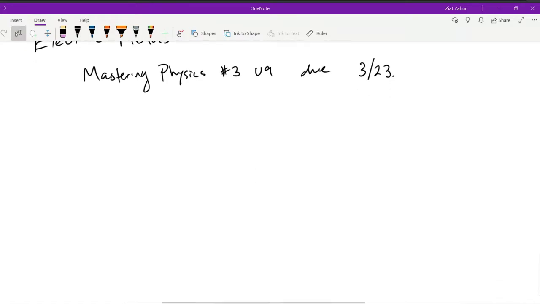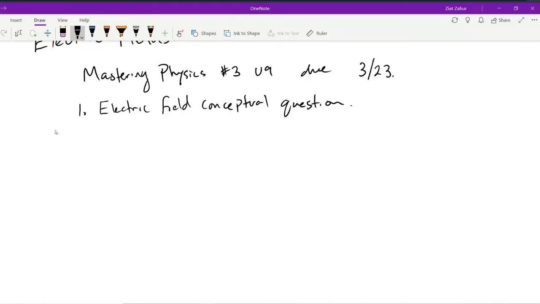Okay, so let's take a look at question number 1, which says it's an electric field conceptual question. All right. So this is a question that you can do using the simulator, and it makes it really simple.